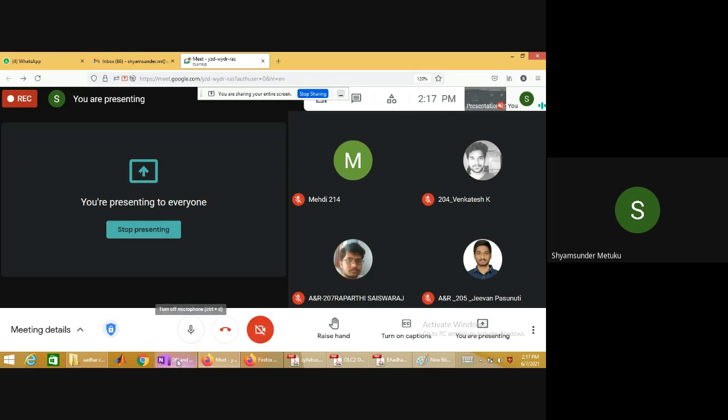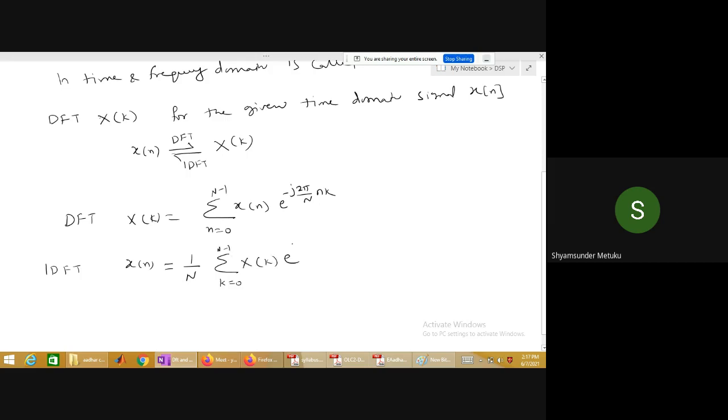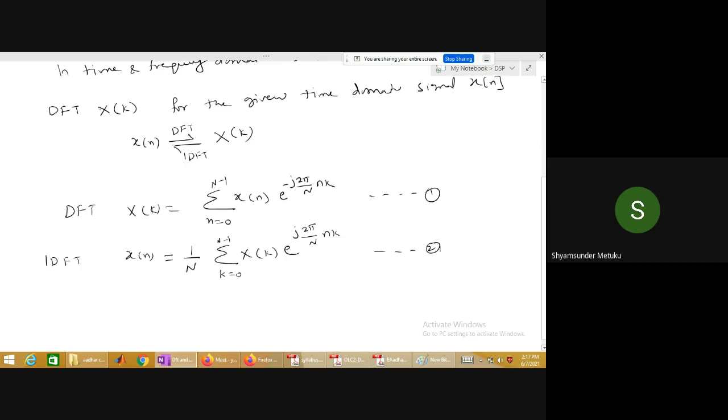Okay, so let us come back to the class. So the equation for the DFT is given by the above one, and the equation for the inverse discrete Fourier transform is given by x of n is equal to 1 by capital N, summation k equal to 0 to N minus 1, capital X of k, e power j 2 pi by capital N into nk. Try to remember these important equations to find the DFT and IDFT. So let us do one example, then we'll verify if it is correct or not.